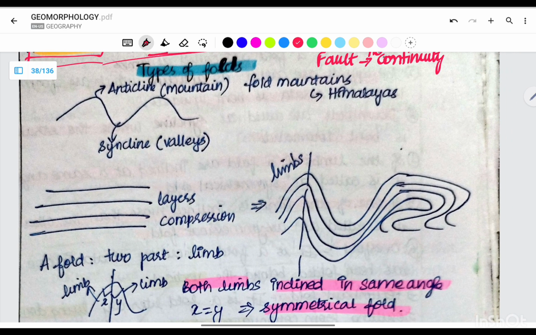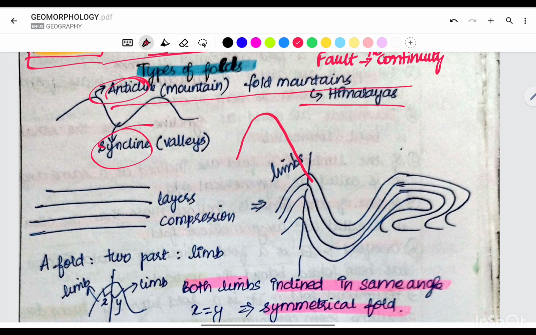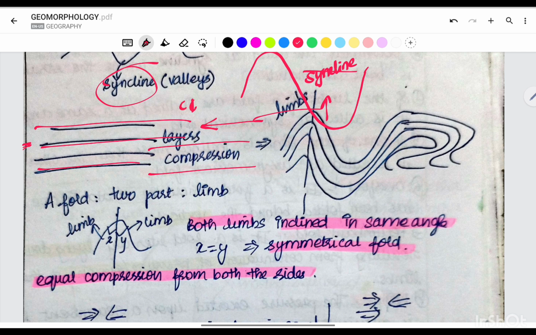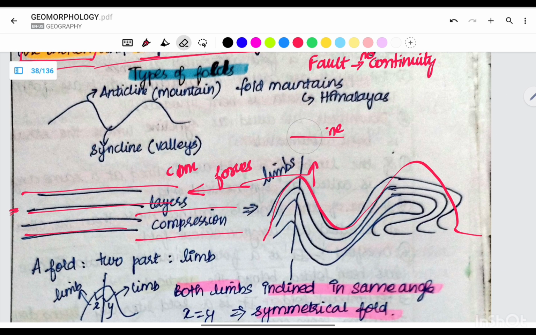The types of the mountains are anticline and syncline. In the fold mountains, the Himalayas, the up-elevated portion is anticline, and this is syncline in the valleys. We have layers. This is the layer, right? When compressional forces are acting on this layer, it is subjected to anticline and syncline when too much compressional force is applied to it.